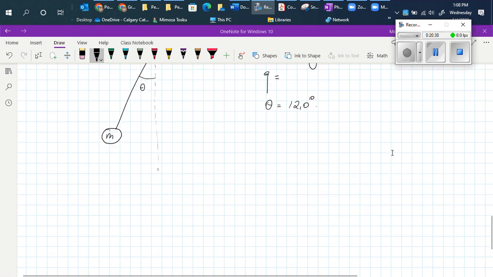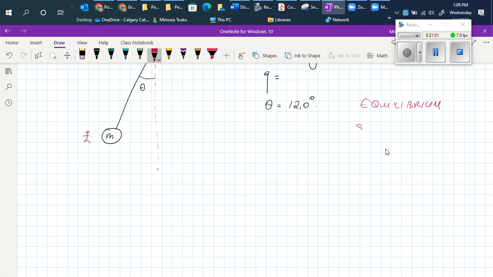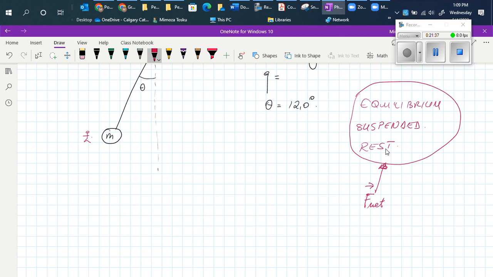Now, since the object of our interest, which is the sphere, is in equilibrium as a result of the presence of that electrostatic force, when you see the words equilibrium, suspended, or at rest, or static equilibrium, as soon as you see these words, they are key words that give you the clue that the force net on this object is equal to 0.